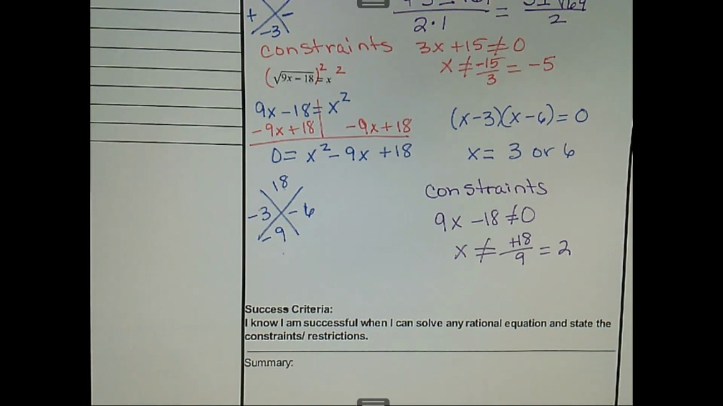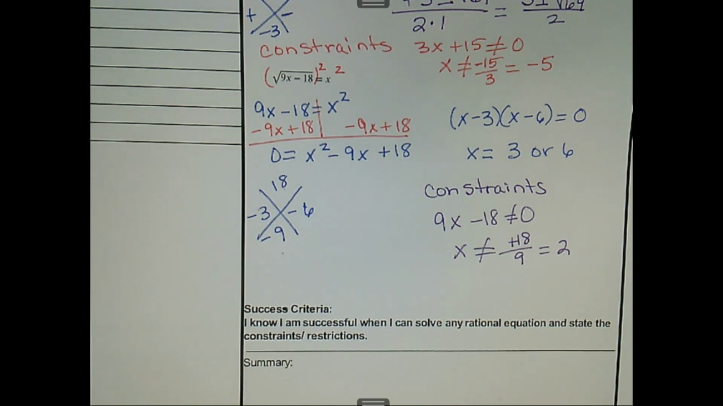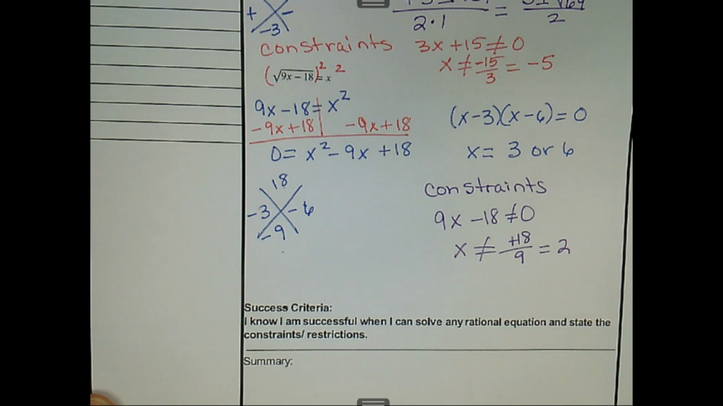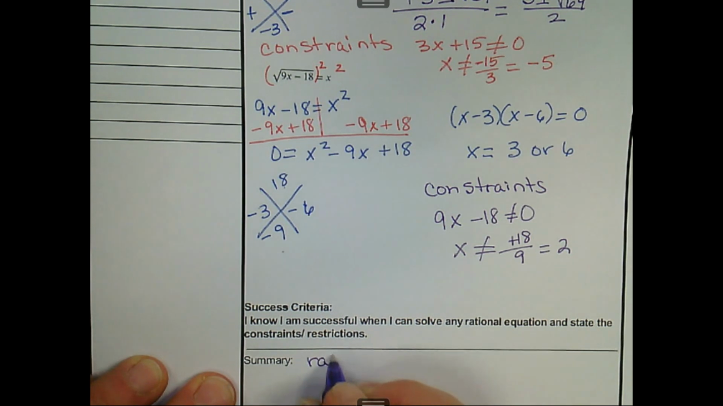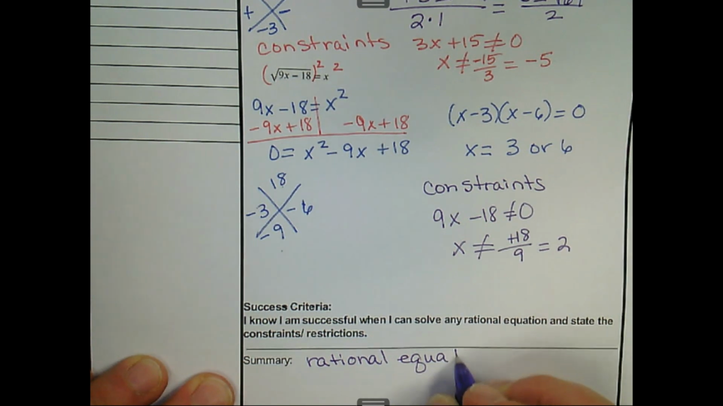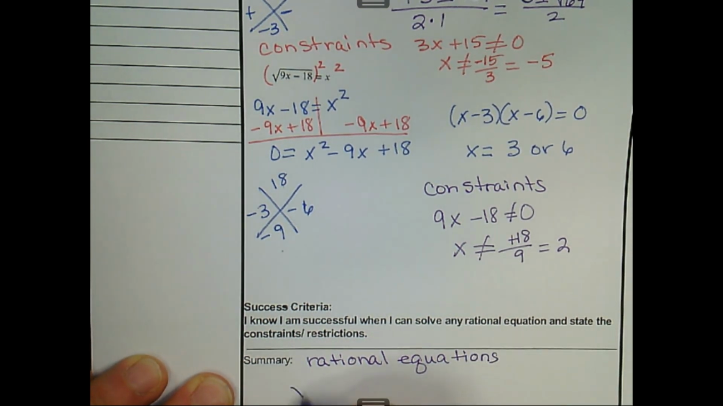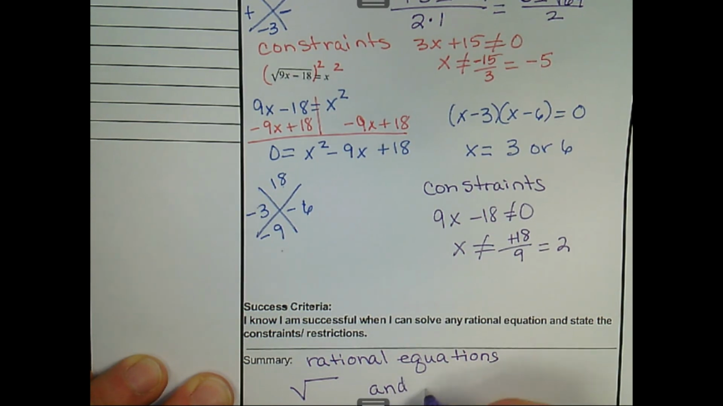So there's a multitude of ways that you end up solving. You have to learn to be very comfortable doing all kinds of equations with numbers. Remember, it all falls back to add, subtract, multiply, or divide. We're doing a lot of factoring, and we're using the quadratic formula. So you know you're successful when you can solve any rational equation and state the constraints or restrictions. These are rational equations, specifically square root and cubed root.